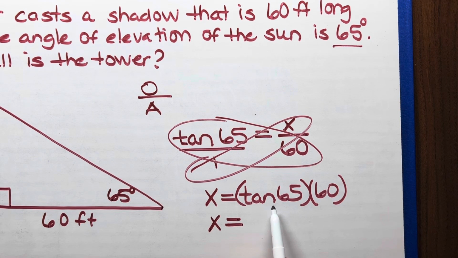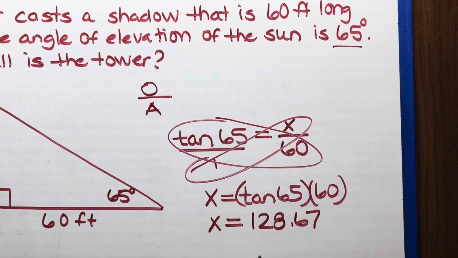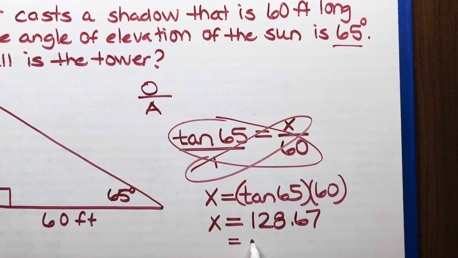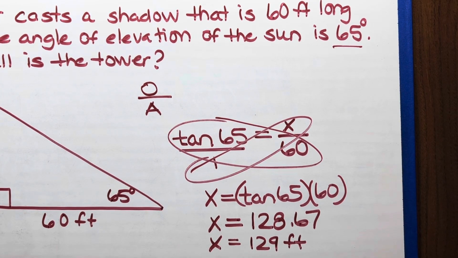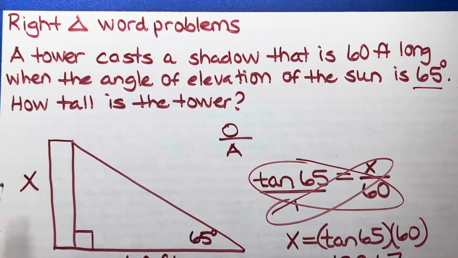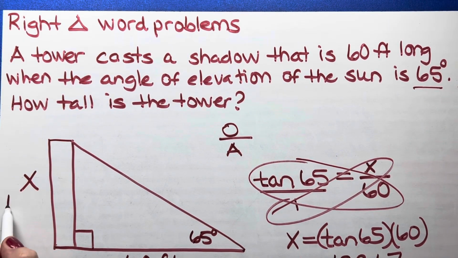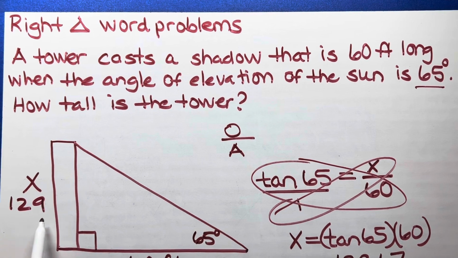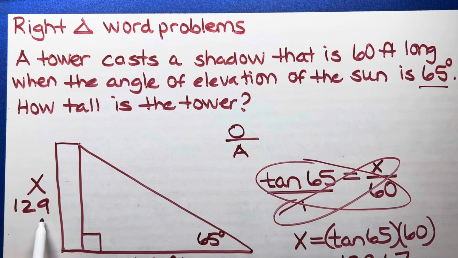So I'm going to take the tangent of 65. I'm going to multiply it by 60. So I'm going to get 128.67. If you want to round to the nearest foot you can, we would say that's about 129. So remember what it is that we found. We were asked to find how tall this tower is. So the 129 represents the height of the tower in feet.